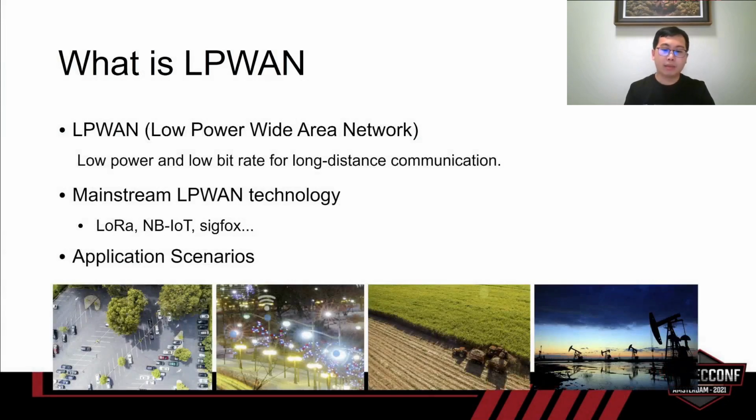In order to overcome the limitations of short-range protocols, low-power wide-area networks, LPWAN, were introduced, which offer long-range connectivity on the order of kilometers. It has low power and low bit rate for long-distance communication. The mainstream LPWAN technologies include LoRa, NB-IoT, and Sigfox. At present, these communication technologies have been widely used, including smart city, smart architecture, smart industries, and so on, which belong to the application scenarios of LPWAN.